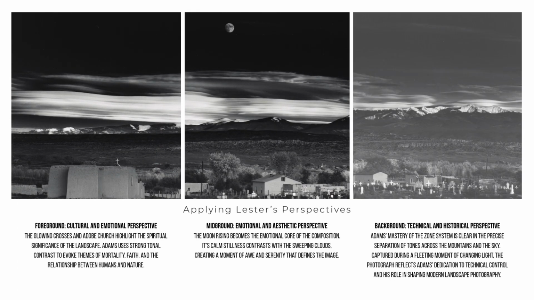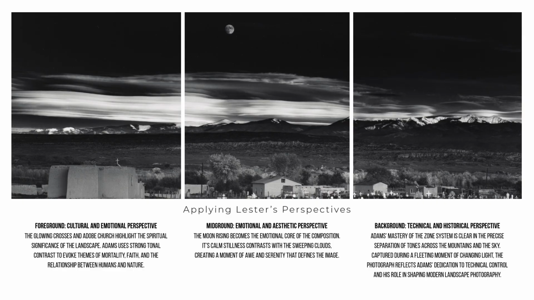Using Lester's perspectives, I looked at Moonrise in layers. In the foreground, the illuminated cemetery crosses and the adobe buildings create this strong emotional and cultural meaning, bringing out themes of mortality and spirituality and community. In the background, the rising moon becomes the anchor of the image. The quiet stillness of the moon contrasts sharply with the darker sky, which helps create that tension and awe. Technically, Adams' mastery is honestly undeniable. The tonal separation across the mountains and the clouds reflects his deep control over exposure through the zone system. So this image wasn't luck. This image was crafted through precision.